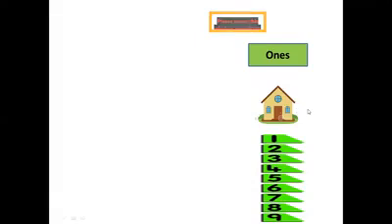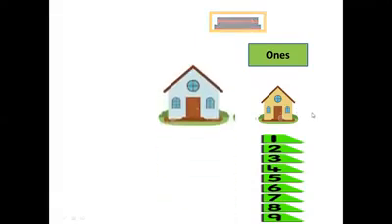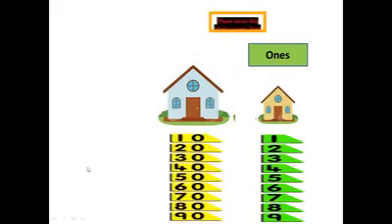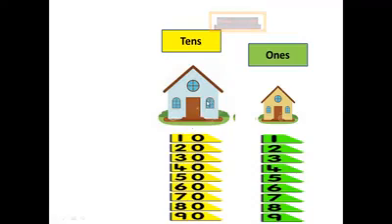Let's see the next house. As you see, it is bigger than the first one. Okay, think with me. What are the numbers that live in this house? Let's see. Yeah, 10, 20, 30, 40, 50, 60, 70, 80, and 90. Okay, what is the name of this house? Yes, excellent. Tens. Okay, we call this house tens.